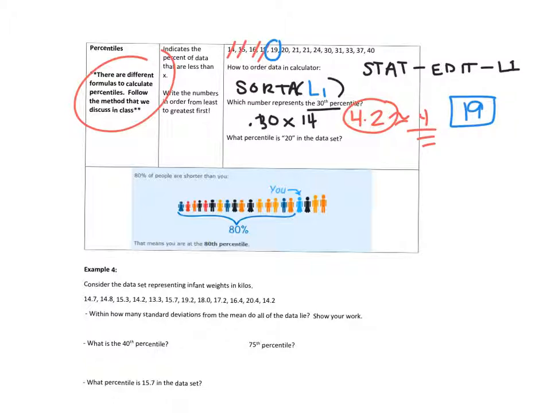So what percentile is 20? Notice what I did right here. I don't know the percentile, so I'm going to call this X. Before, I knew it was the 30th percentile. Then I multiplied it by the number of pieces in my data set, 14, and 20 would be crossing off 1, 2, 3, 4, 5. So if I do 5 divided by 14, I get 35.7%. So we'll say about the 36th percentile.